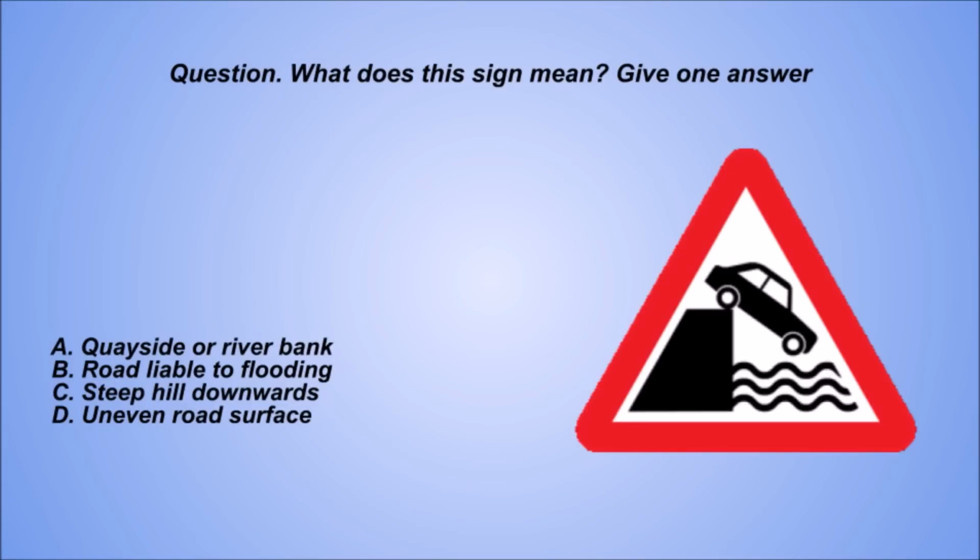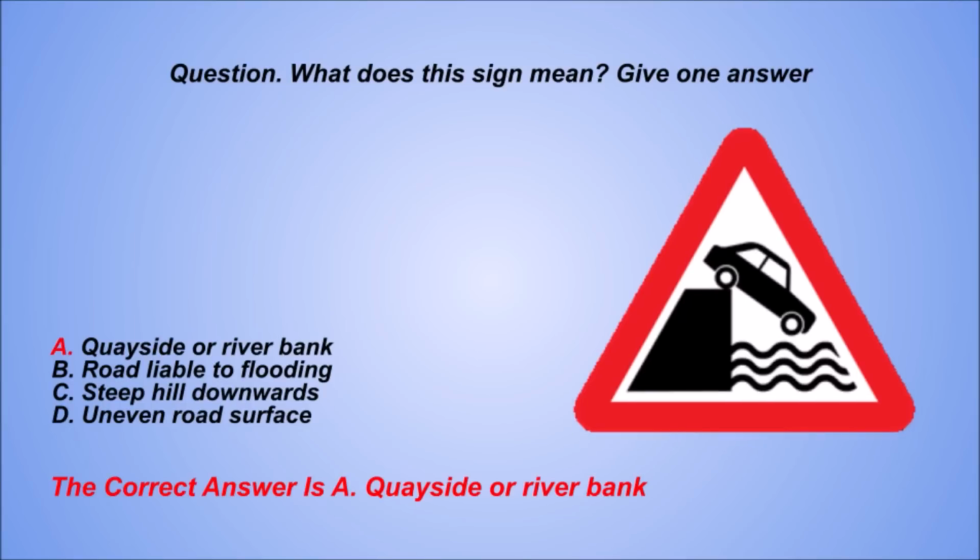Question: what does this sign mean? Give one answer. A. Quayside or river bank. B. Road liable to flooding. C. Steep hill downwards. D. Uneven road surface. The correct answer is A.